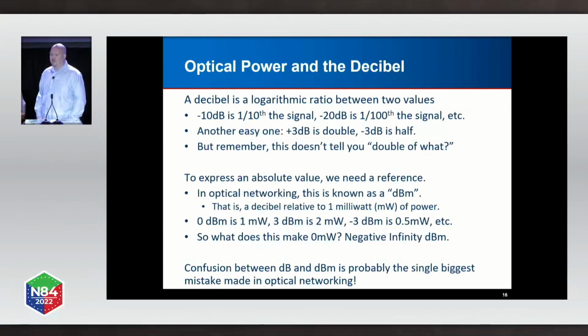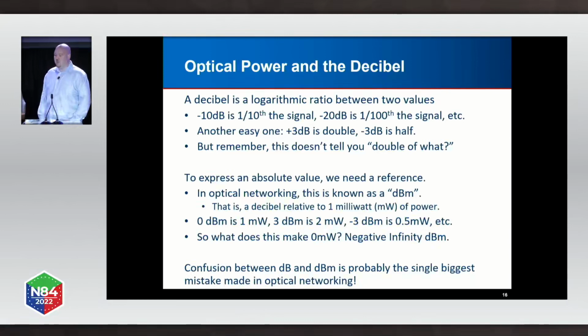For example, if you see someone say minus 10 dB, what that means is 1/10 of the signal. And if they said minus 20 dB, that means 1/100th the signal. So every 10 dB is 1/10. And one that's not exactly precise but is really close is plus 3 dB is double and minus 3 dB is half. But remember, this doesn't tell you double of what. So when you talk about an absolute, like how bright is this thing, you need a reference.